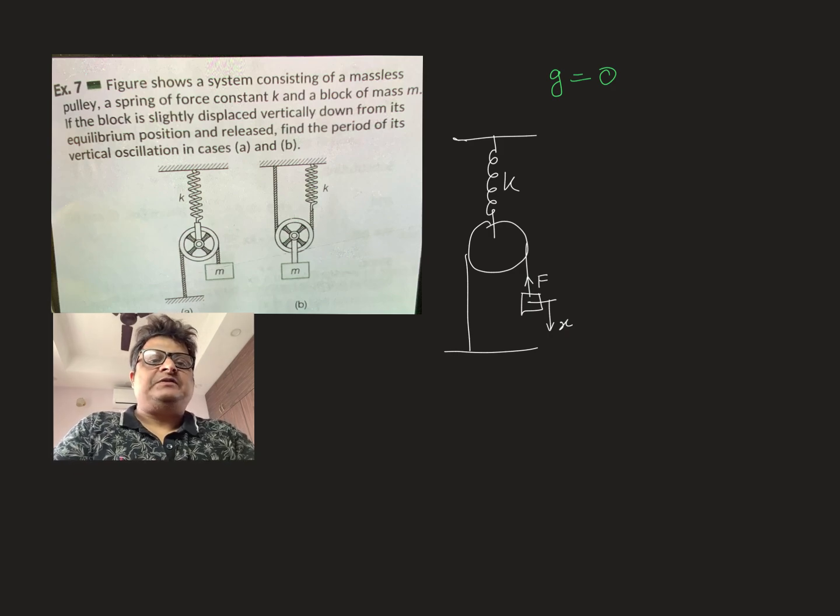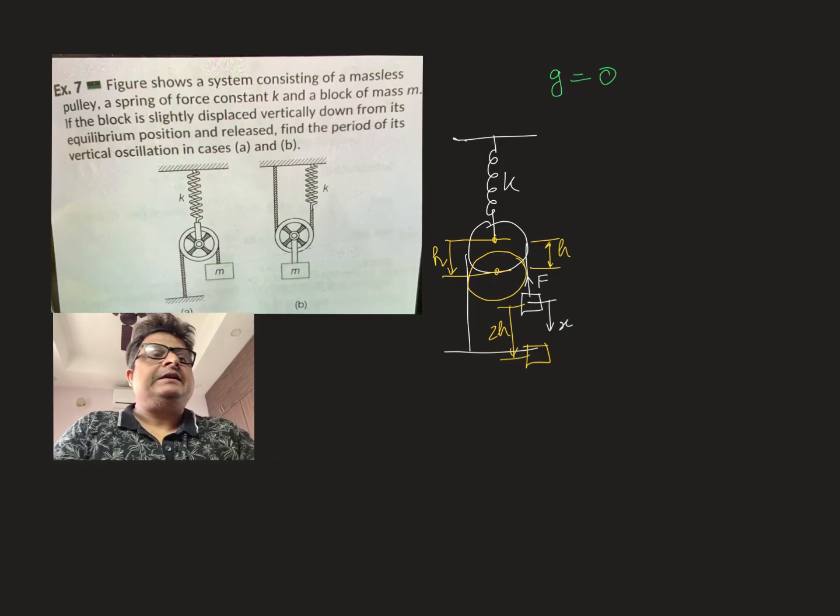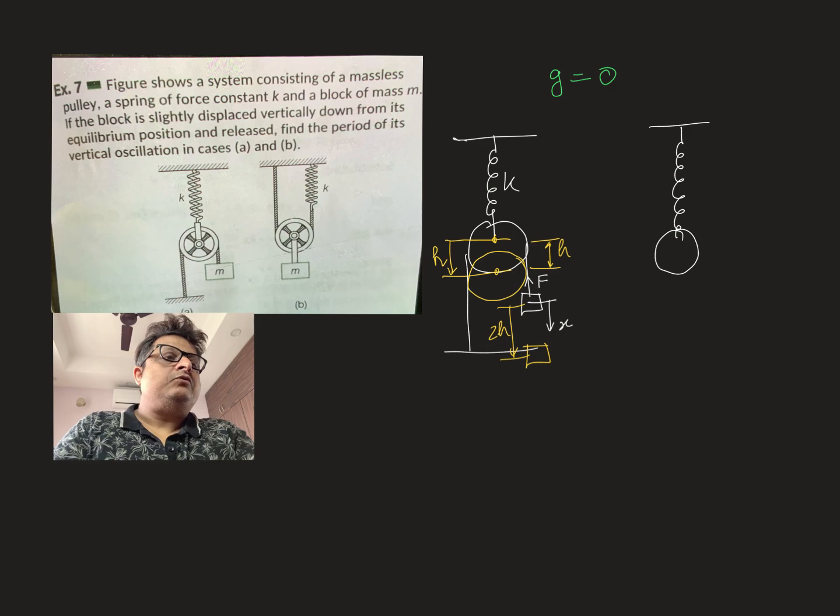Now, if you pull this down by x, then this pulley will go down by how much? X by 2, right? Because I will explain it from a different viewpoint. Suppose this pulley goes down by a distance h. So to keep the length of the rope constant, this 2h length of the rope will come down, right? So that means if it is x, then the pulley will go down by x by 2.